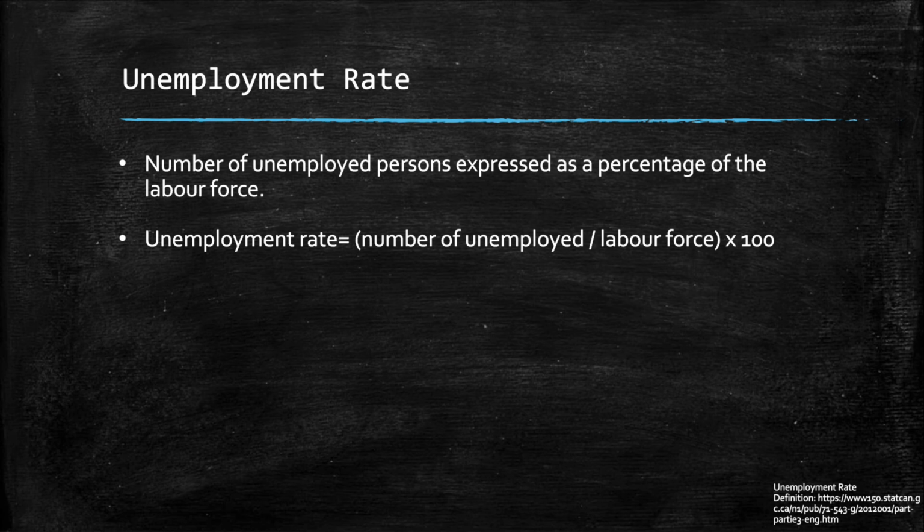So the unemployment rate is calculated as the number of unemployed divided by the labor force times 100. So continuing on with our previous example, if we wanted to calculate the unemployment rate, what we would do is take the number of unemployed. So that was 20. And then we will divide this number by the labor force. And the labor force that we calculated was 110. And we are going to multiply this by 100. And the answer that we get is 18%. And so 18% is going to be the unemployment rate.